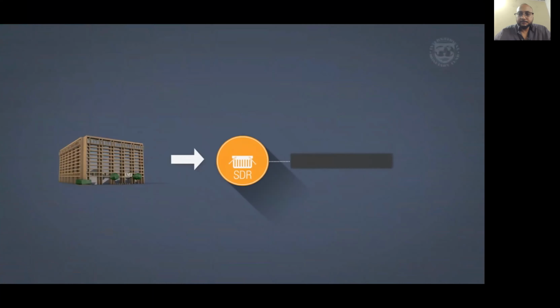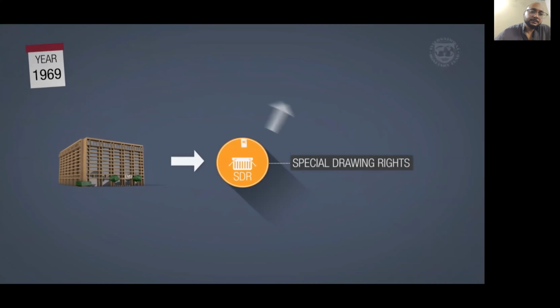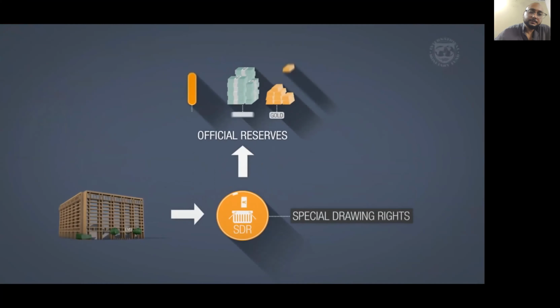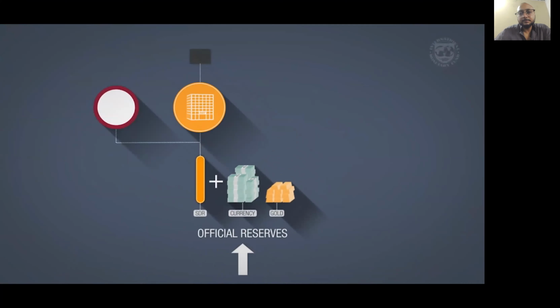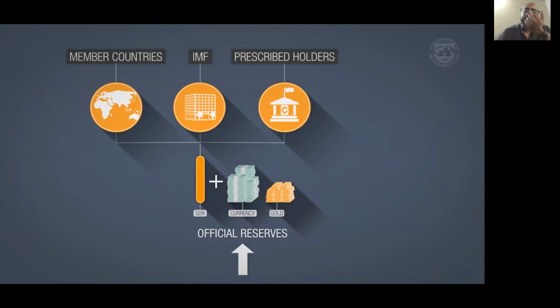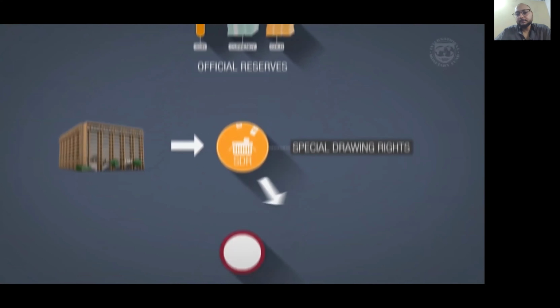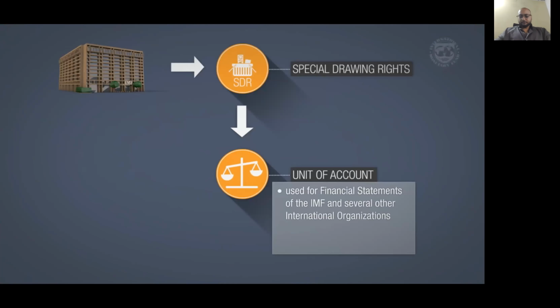The Special Drawing Rights, or SDR, was created by the IMF in 1969 to supplement the official reserves of its member countries. The SDR is an interest-bearing international reserve asset that can only be held by the IMF, its member countries, and designated official entities known as prescribed holders. In addition to this role, the SDR serves as the unit of account of the IMF and several other international organizations. The IMF's financing arrangements with its member countries are denominated in SDRs.